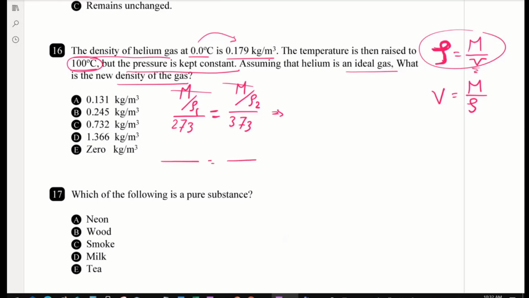So I will find what equals what. Let me write it here. 273 times rho 1 equals 373 times rho 2. Rho 1 is given, 0.179. So I can get rho 2. Rho 2 equals what?